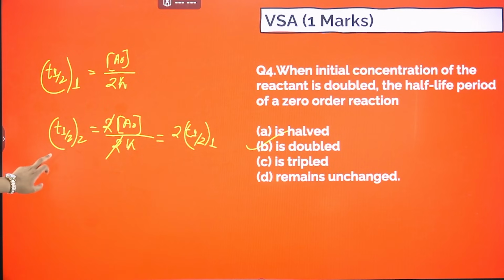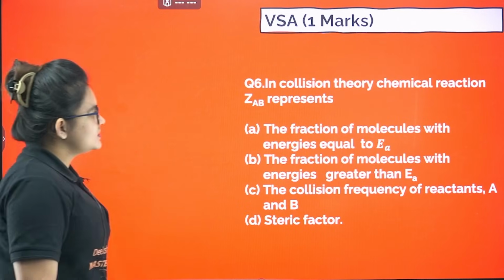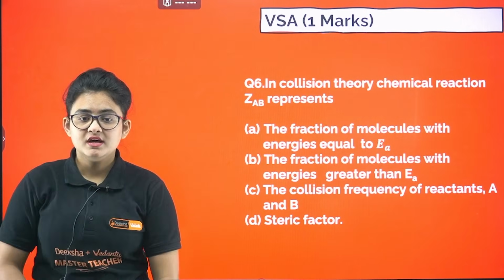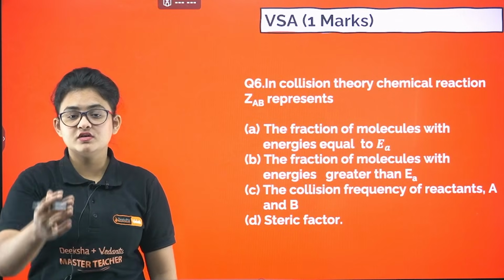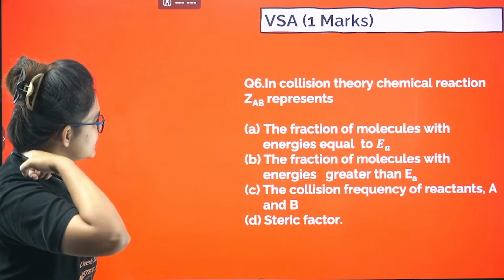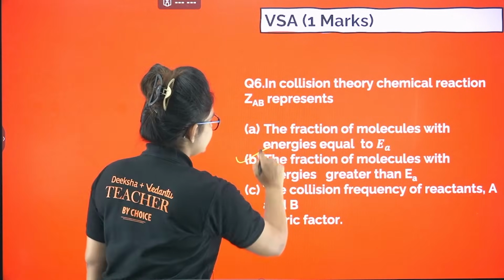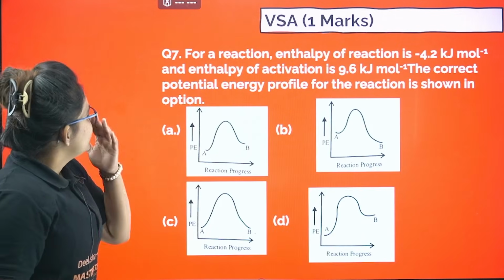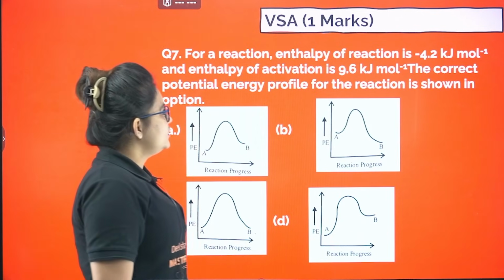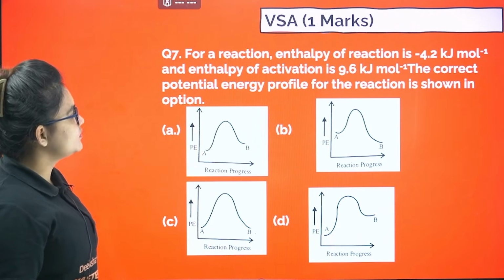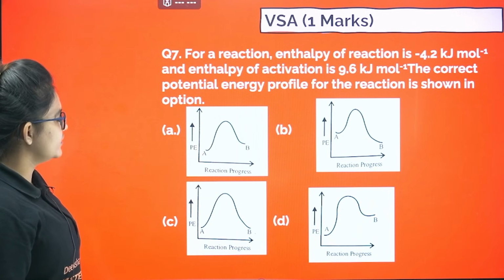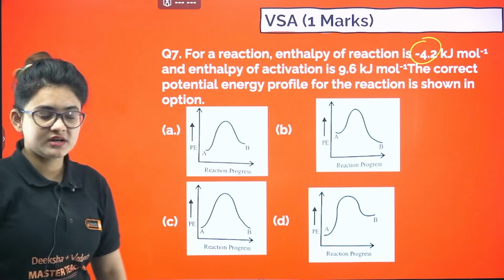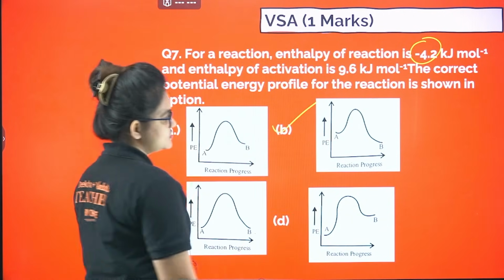Let's proceed. Okay, in collision theory, for the chemical reaction, Z AB represents the fraction of molecules having energy more than the activation energy. So option B is going to be the correct one, the fraction of molecules with energies greater than EA. Proceed. For the reaction, the enthalpy of reaction is minus 4.2 kilojoule per mole and the enthalpy of activation is 9.6 kilojoule per mole. What is the correct potential energy profile? Nothing you have to see, just look at the sign. Negative sign represents an exothermic reaction. So this particular graph represents the exothermic reaction.